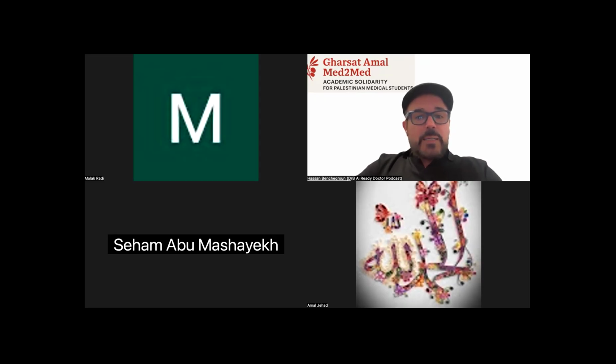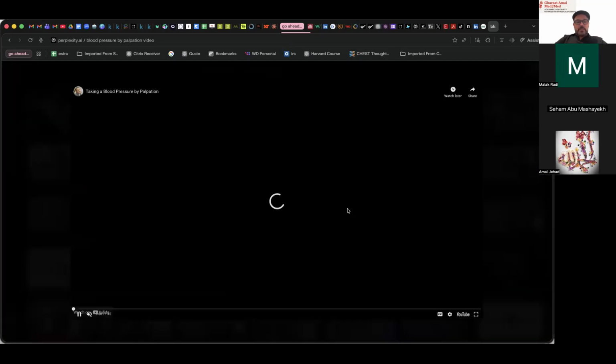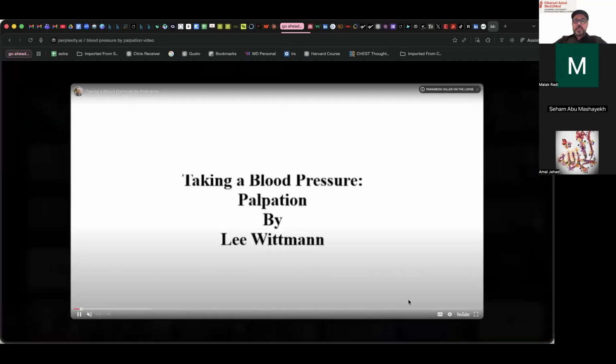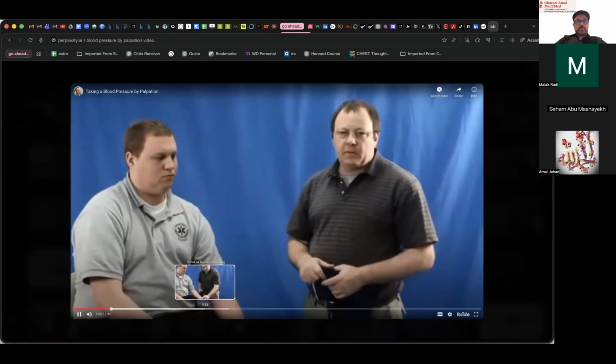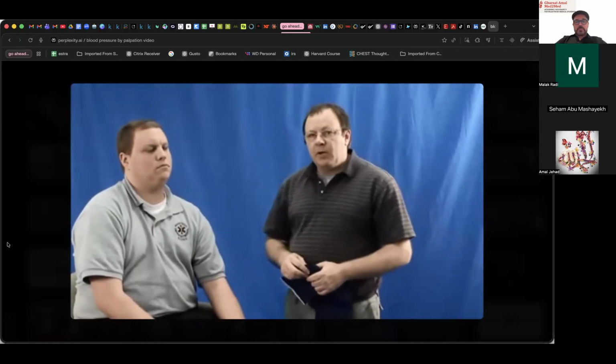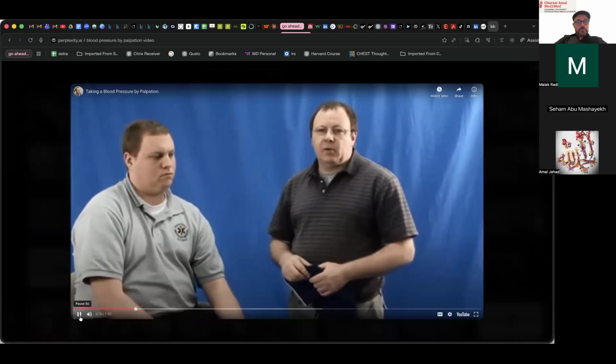to go back and see the second step, which is once you find the pulse, what you are going to try is to take it by palpation. And for this, you need to feel the pulse. It's how you palpate a blood pressure. The reason for palpating a blood pressure is primarily because you cannot hear or auscultate for a blood pressure.